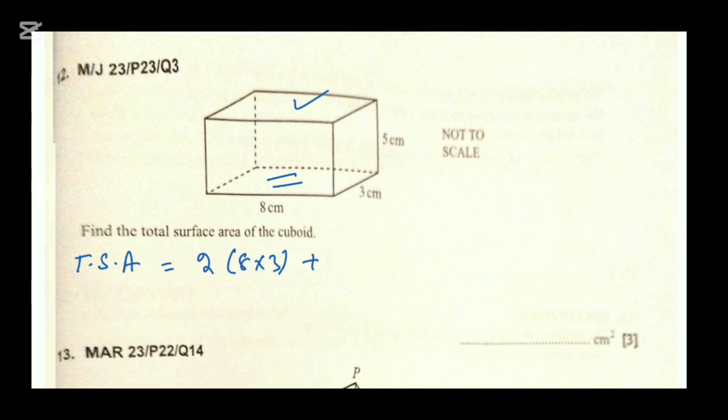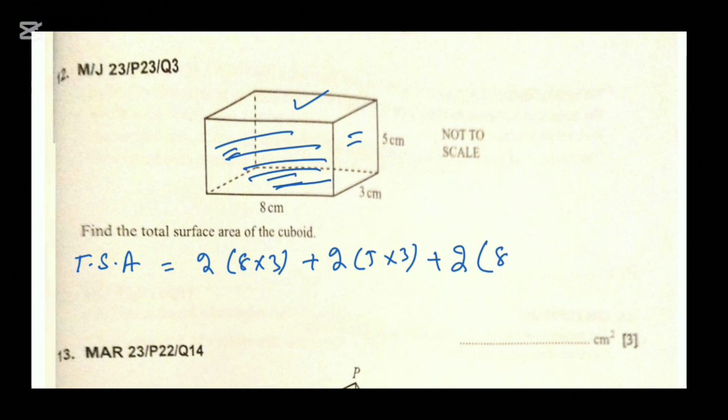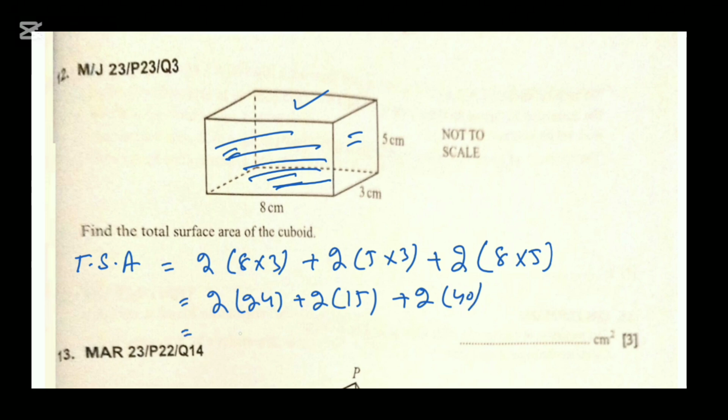And what about this one? This is 5 multiplied 3. So again this and this are same. 2 into 5 multiplied 3 plus there are two, front and back. So front is 8 into 5. This side front is 8 into 5. And back side is also 8 into 5. So there are two 8 into 5. So this is the way. 24 plus 2 into 15 plus 2 into 40. So 48 plus 30 plus 80, 158 is the final answer.